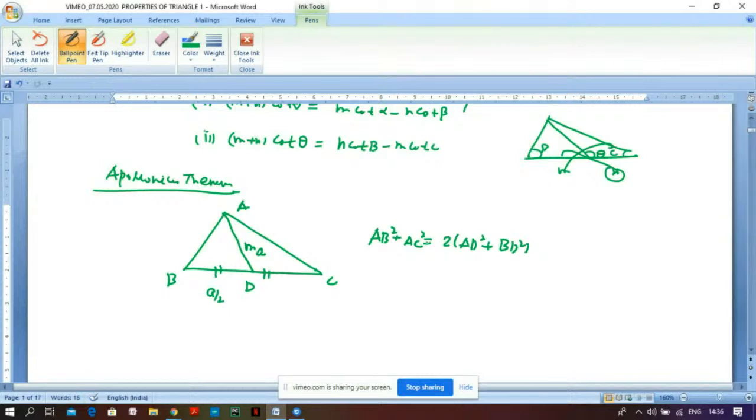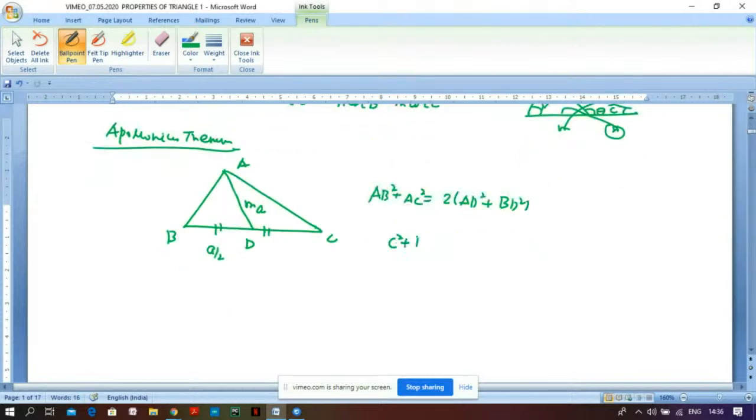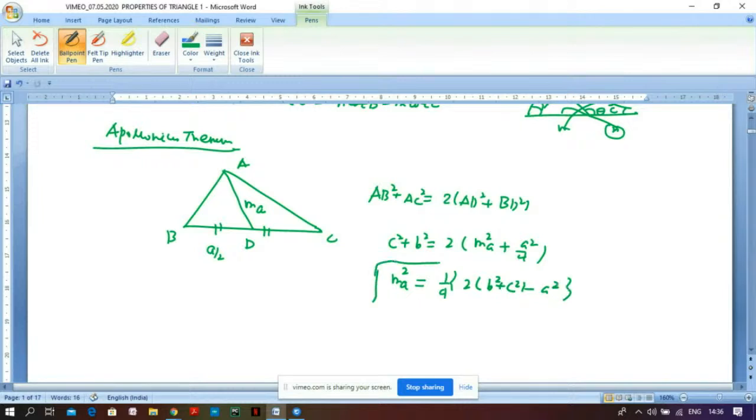If you plug it in here, we get C squared plus B squared is twice MA squared plus BD squared, which is A squared over 4. AD, of course, we have named MA. I simplify, bringing MA squared to one side. So I can write this as 1 over 4 of 2 times B squared plus C squared minus A squared. That is the good result for the median.